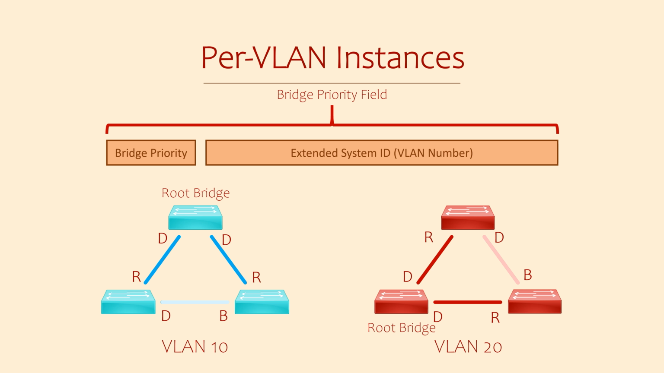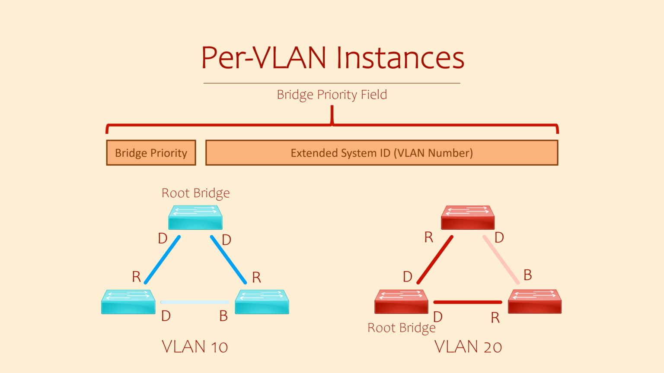In a traditional model, some links would still be blocked. These links would be then sitting there idle all the time, essentially being wasted. In our per-VLAN model, a link may be blocked for VLAN 10, and a different link is blocked for VLAN 20. This means that we're utilizing all our links.